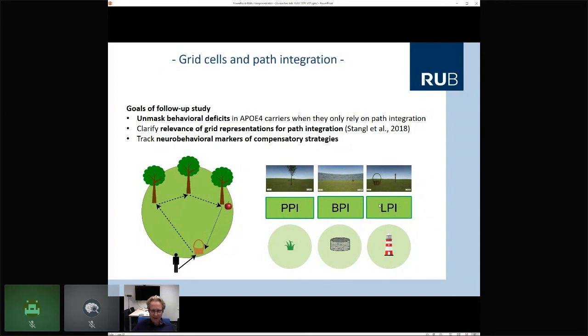So importantly, there were different subtasks here. In one of the subtasks, the participants could only see the visual flow and use this for orientation in the arena. In another subtask, they could also use a boundary. And in the third subtask, they could make use of the information from a local landmark.